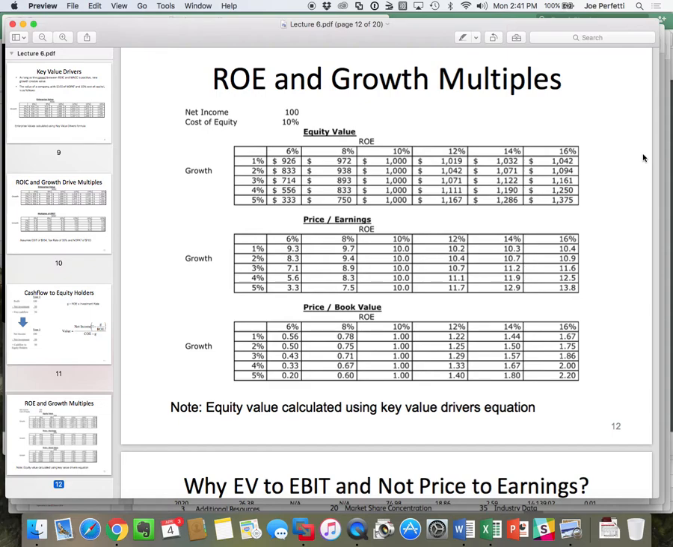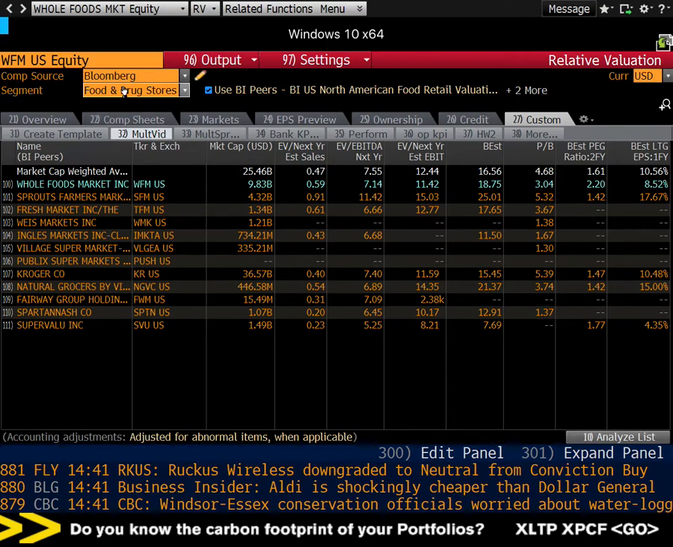So here's the beauty of the price to book multiple. Price to book is the most elegant way of expressing expected spread. When the price to book multiple is 1, your expected spread is 0. When the price to book multiple is above 1, your expected spread is positive. When the price to book is below 1, your expected spread is negative. All right? So let me give you an example. I work with a lot of banks. Banks have unique valuations, so we're not going to talk about it too much this semester. But here's the point. Let's go back to Bloomberg, and let's go to one of the largest banks in the world.